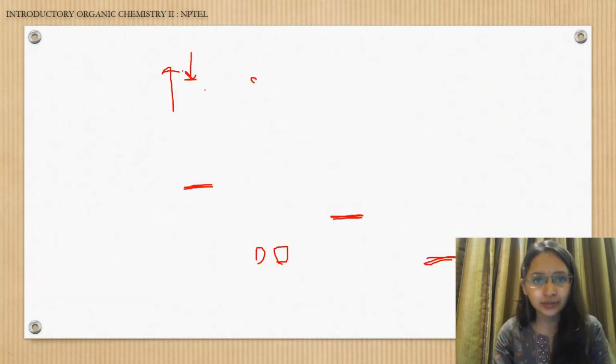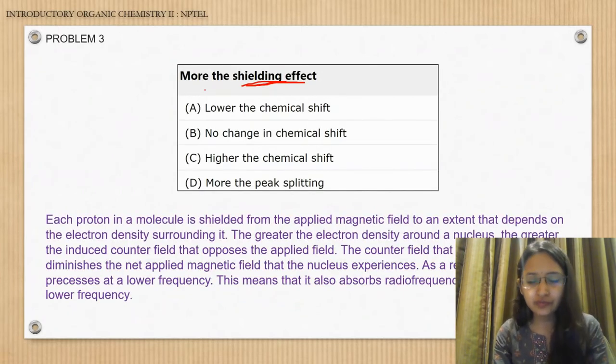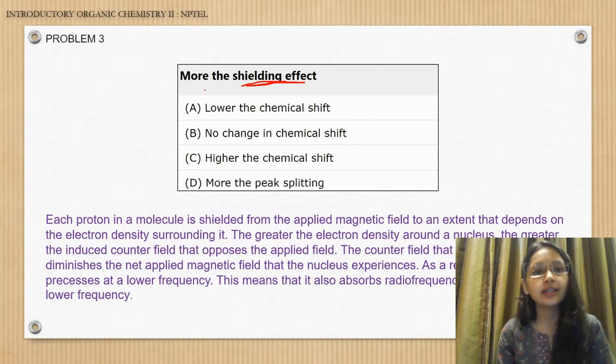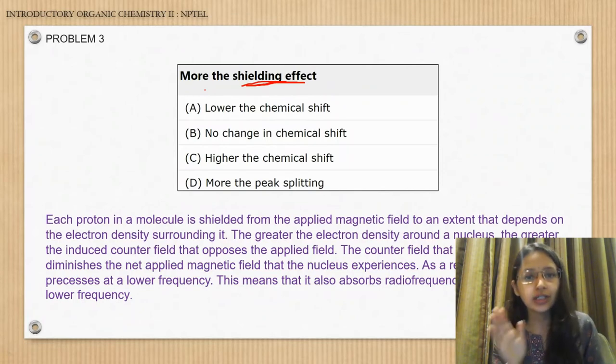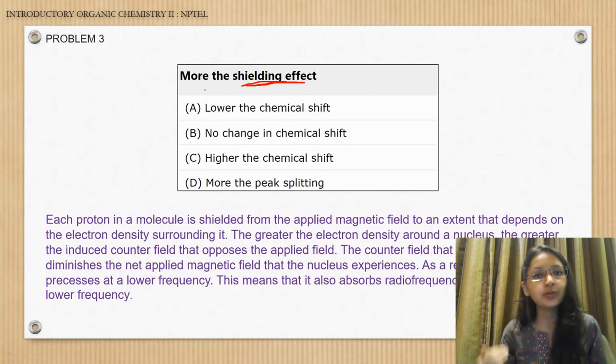So, the question first, you have to understand the question. See, more the shielding effect. If the shielding effect is more, which will be going to change? Lower the chemical shift value, no change in the chemical shift value, higher the chemical shift value, and more the peak splitting. These are the particular options which we have to figure out.